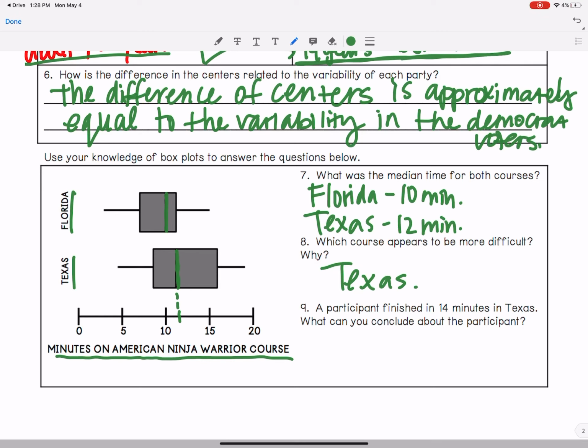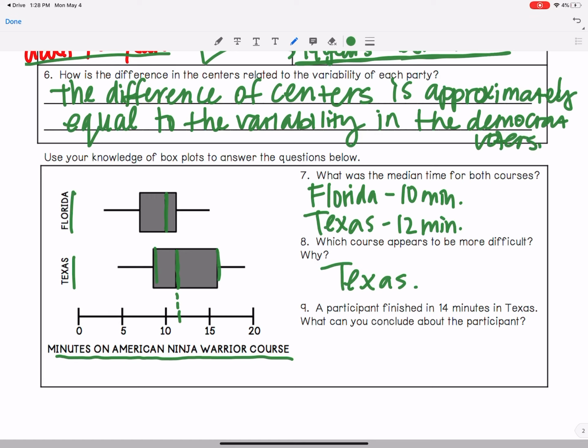So see how spread out they are from their first quartile to their third quartile? It looks like it's just taking them a lot longer to finish, and their median is above Florida's, and 50% of the data is above Florida's median. So that's pretty crazy.